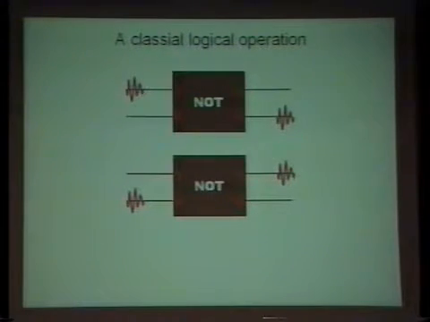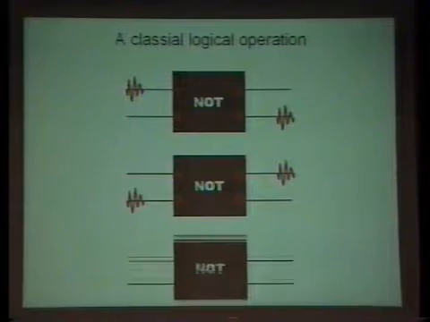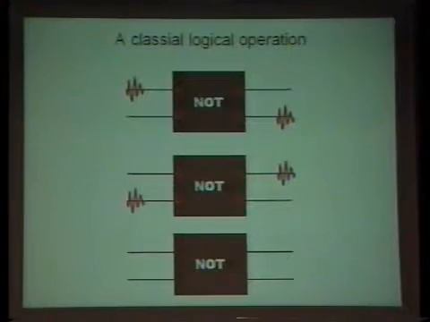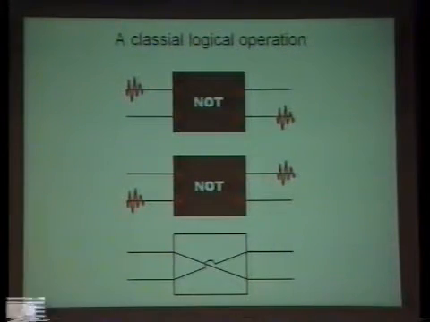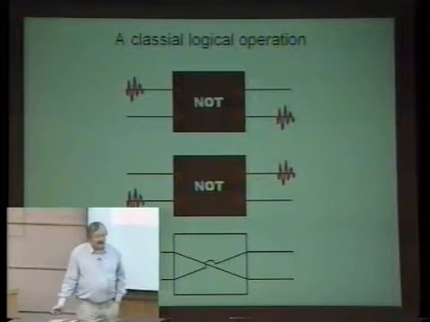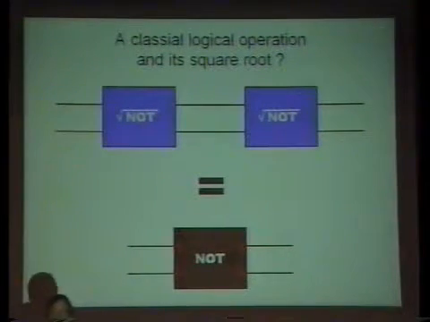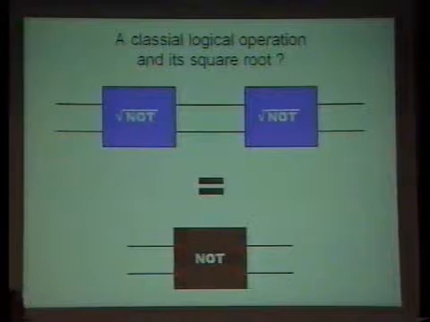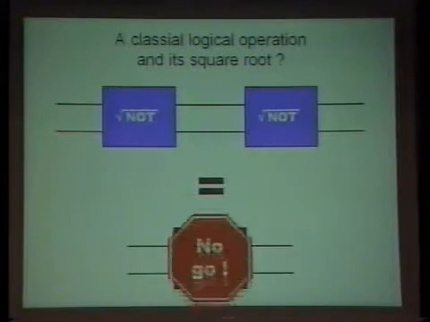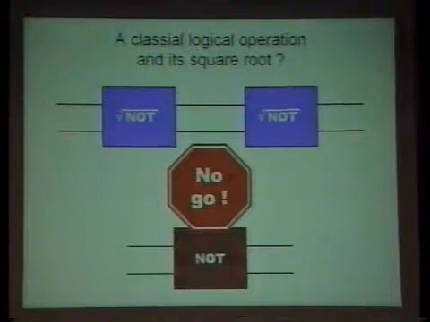And it's not very difficult to build this device. So here is the secret wiring plan that will do just that. So that's very easy, right? So a NOT is easy to build. Now let's go for the square root of NOT. That would be an operation, a classical gate, that if performed twice would produce a NOT. And what I claim is that this is impossible. Now that's very easy to prove.